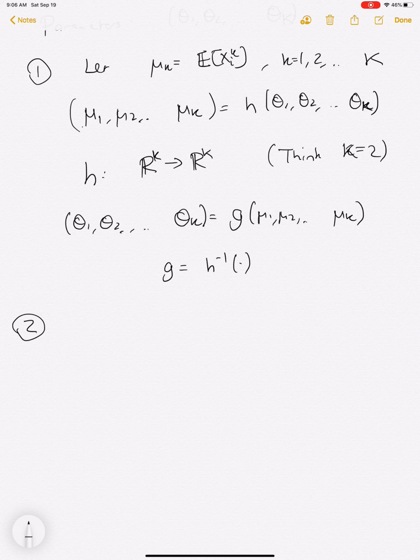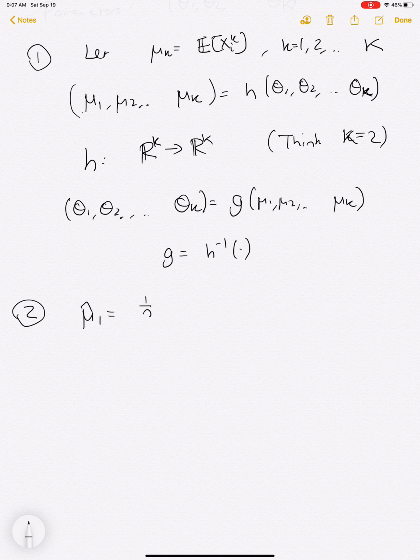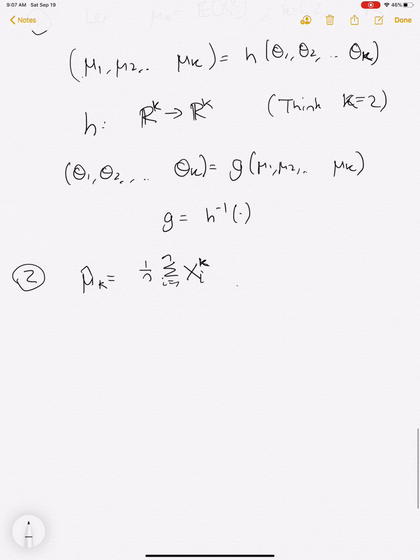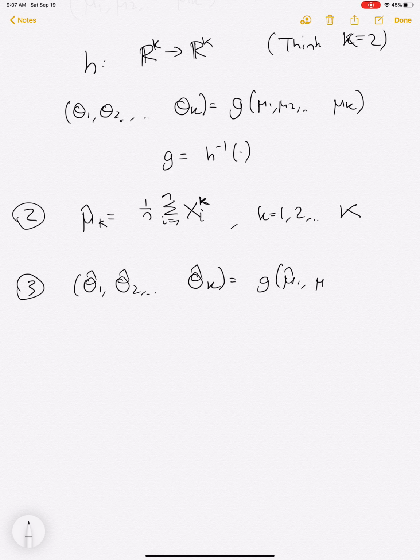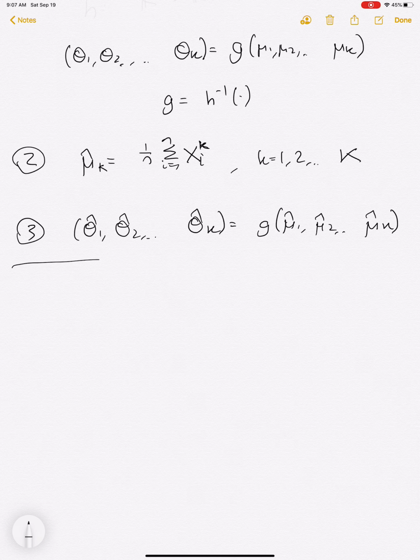So now we can find estimators of these moments, which are just the sample moments. We're using the plug-in principle. So this is mu hat k, for k equals 1, 2, up to big K. And then we have that theta hat 1, theta hat 2, up to theta hat K equals g of mu hat 1, mu hat 2, up to mu hat K. Okay. So now let's see this for a couple of examples.